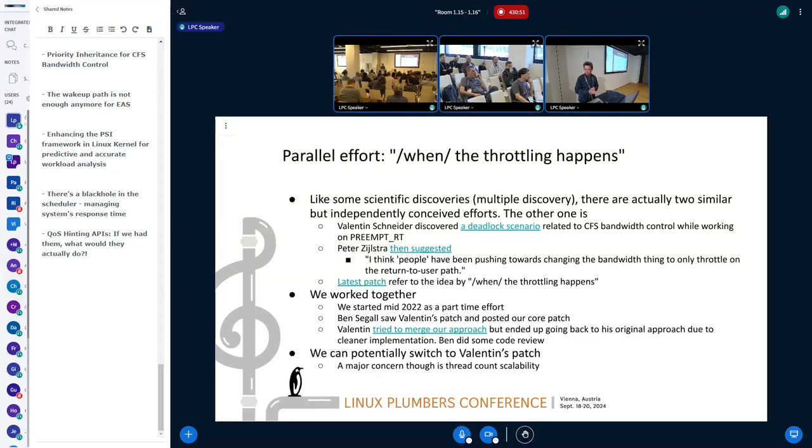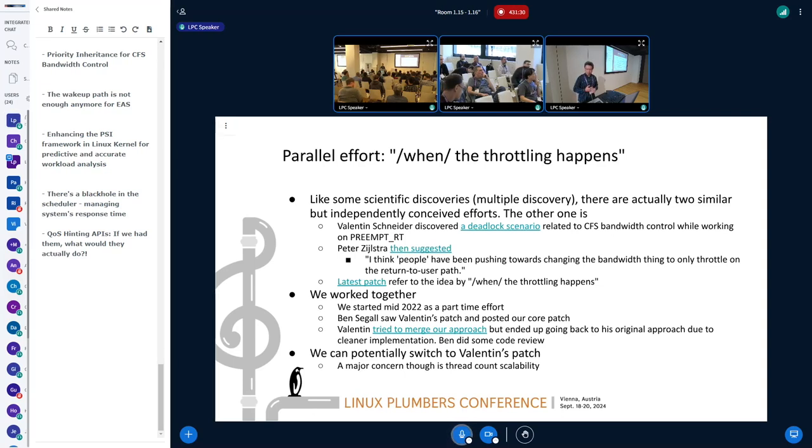It's interesting to note there's not only one, but actually two similar solutions. That makes me feel like I'm talking about some great scientific discovery, because things often happen this way. That one was from Vincent and Peter, for a different purpose. We can run into a deadlock scenario because the CFS bandwidth control quota replenishment can get priority inverted and starve.